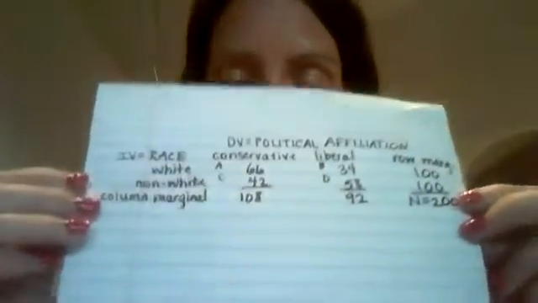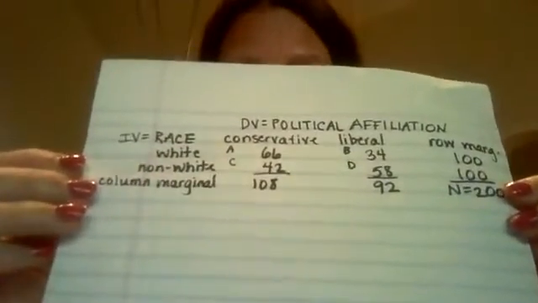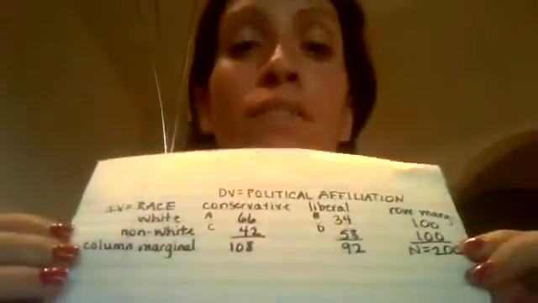Okay, so that's step 4. You now have the obtained value of chi-square, which in my case is 11.60. The final step is to make a decision about the null and state the conclusion. Here, 11.60, my obtained value of chi-square, is greater than 3.841, the critical value. So we are going to reject the null. We can see from the table that, consistent with our expectations, non-whites are more likely than whites to be liberal, and whites are more likely than non-whites to be conservative.